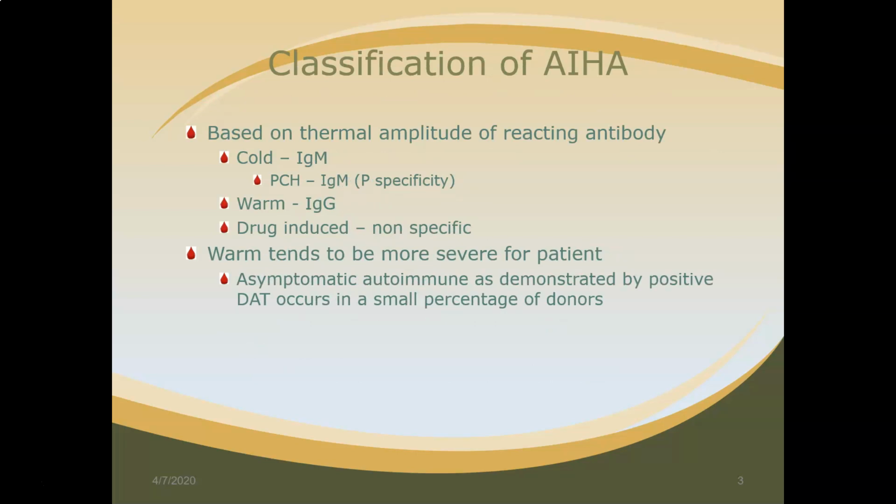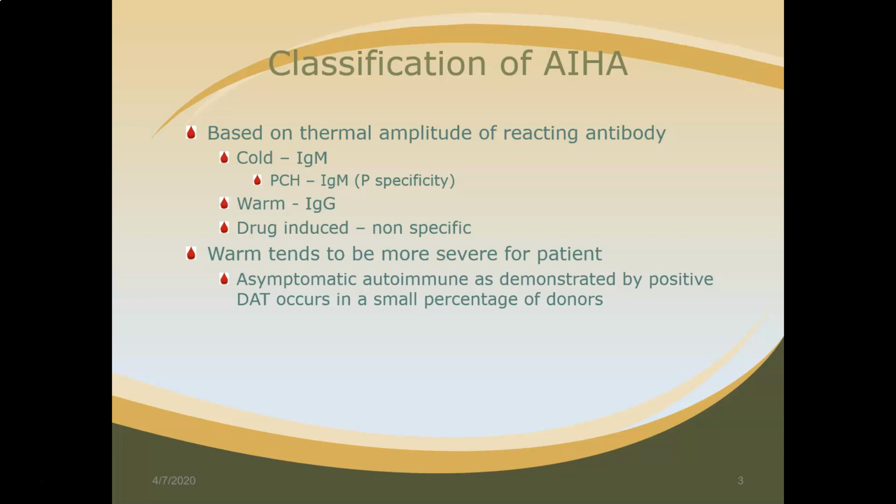We classify the autoimmune hemolytic anemias based on the temperature that we see the reactions at. The cold autoimmunes tend to be IgM mediated. The warm autoimmunes tend to be IgG mediated. But do remember that the immune system and the antibodies have not read the book, so we do get exceptions to every rule. The drug-induced tend to have a non-specific pattern, and the biggest thing there is to make sure that we don't confuse them with a warm autoimmune.